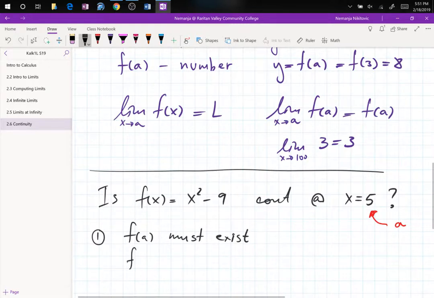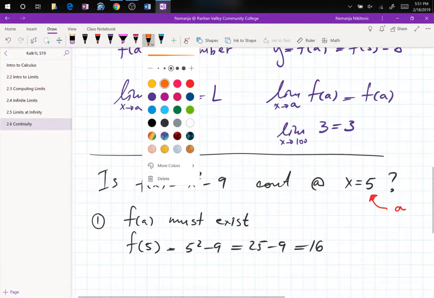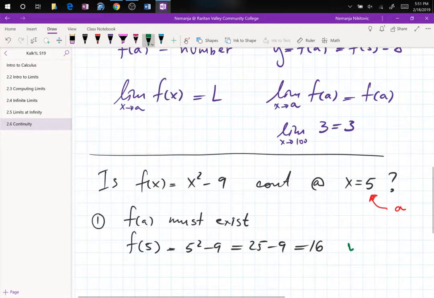That means that you have to calculate f of 5, which is 5 squared minus 9, which is 25 minus 9, which is equal to 16, exists. Great. Gets the green check mark. What happened to my green? Orange, out. Give me green. Boom. Next one.